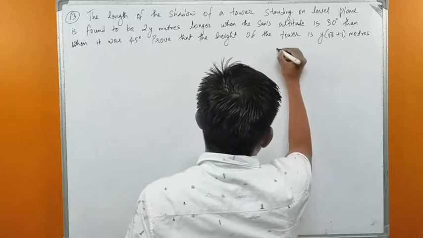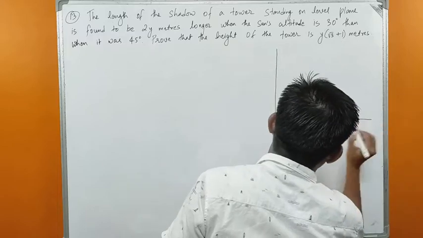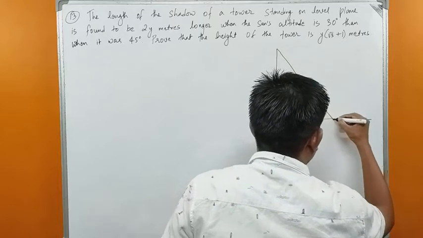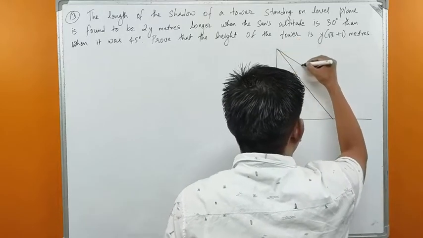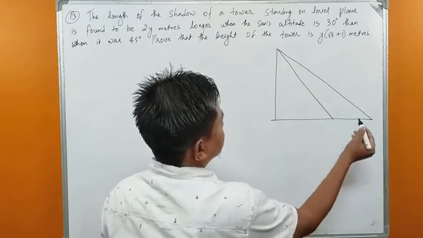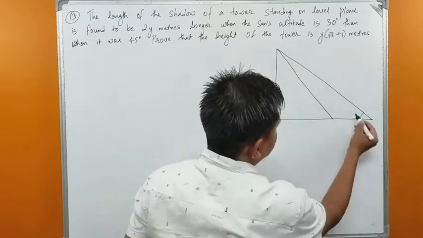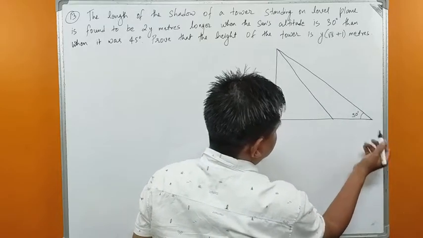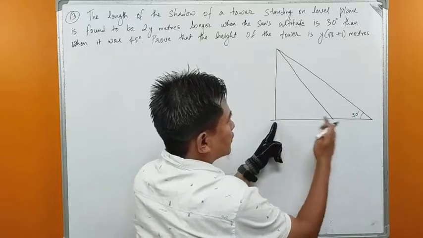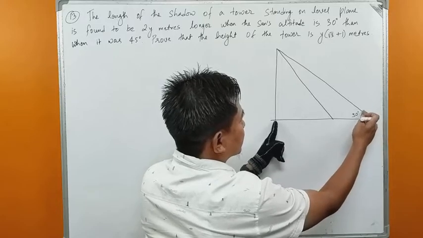So let us assume this is a tower, okay, and this is the horizontal plane. Now these two are the cases when the shadows are formed. Okay, shadows of tower are formed when the sun's altitude is 30 degree. When the sun's altitude is 30 degree, the shadow was this much long. Okay, shadow starts right from the foot of the tower to this point. The length of the shadow is this much long when the sun's altitude is 30 degree.